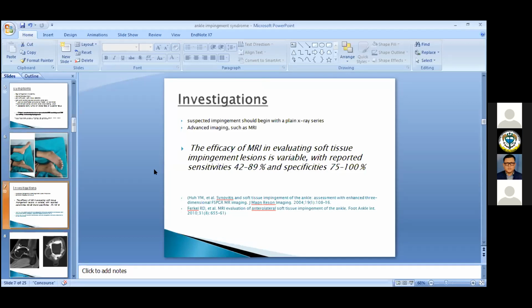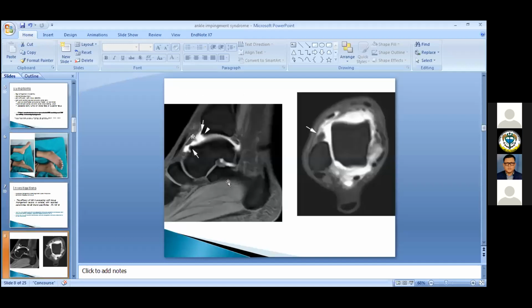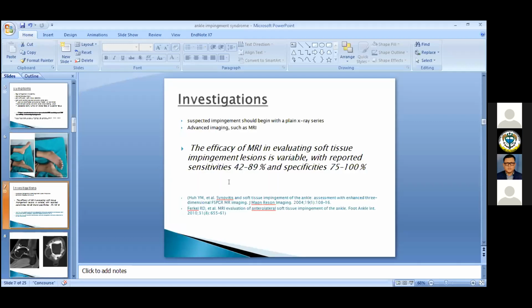Before making a diagnosis or going for treatment, we start with an X-ray, and most of the time the X-ray comes back normal. MRI is less efficient than clinical examination for the ankle joint, compared to the knee or shoulder joint. So we should not rely on MRI findings alone, but since clinical examination has good diagnostic power, we can use clinical examination and MRI together.